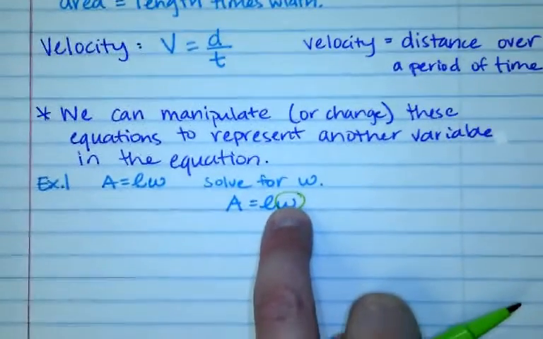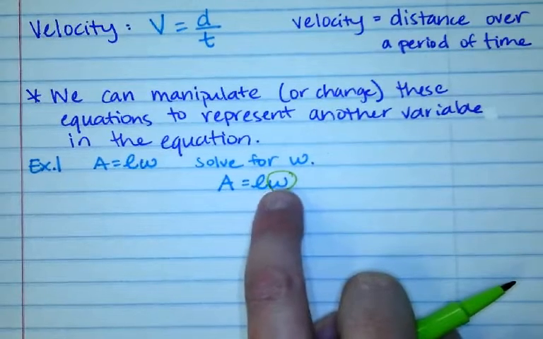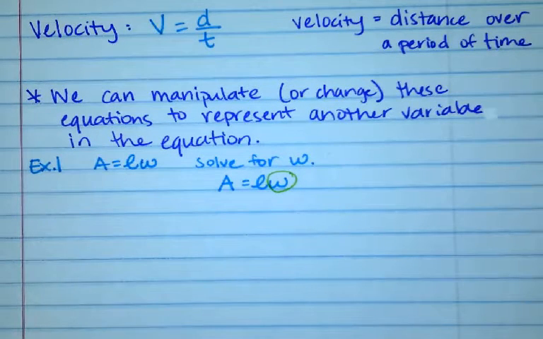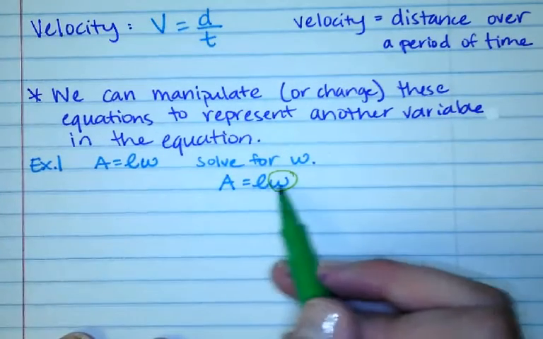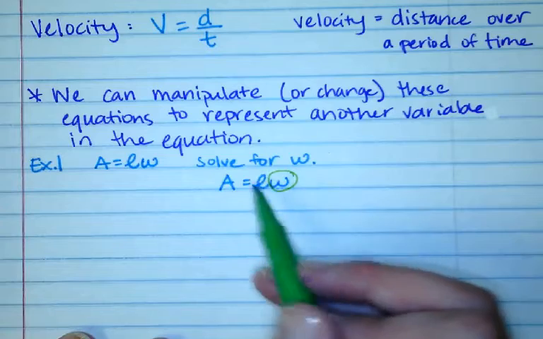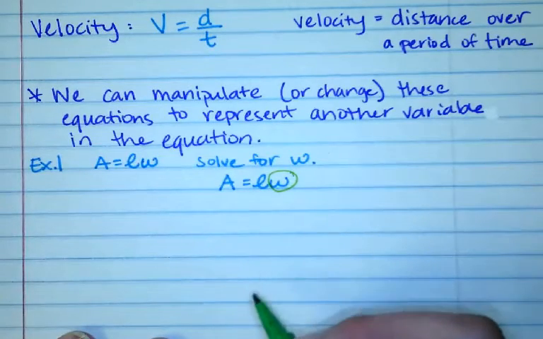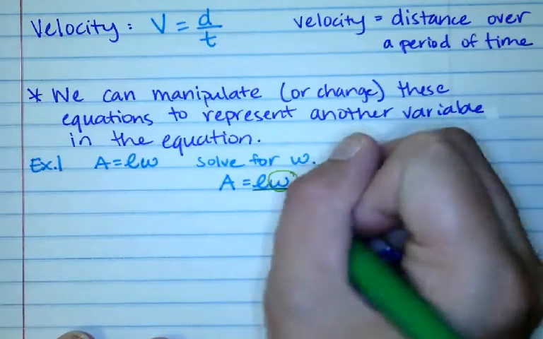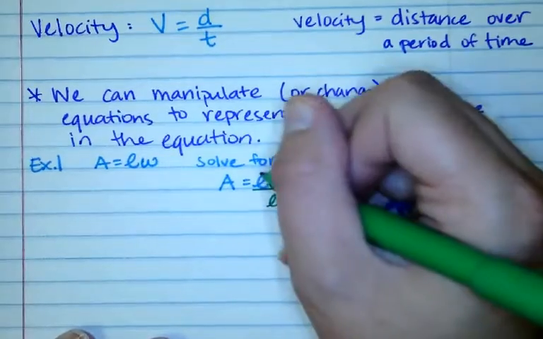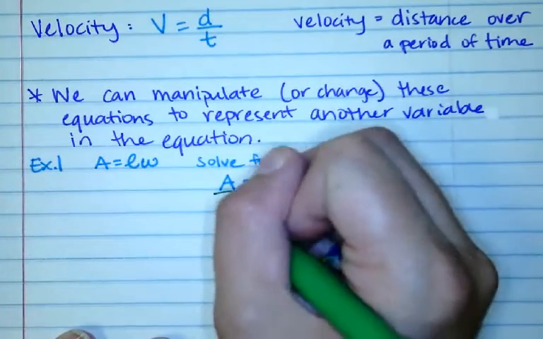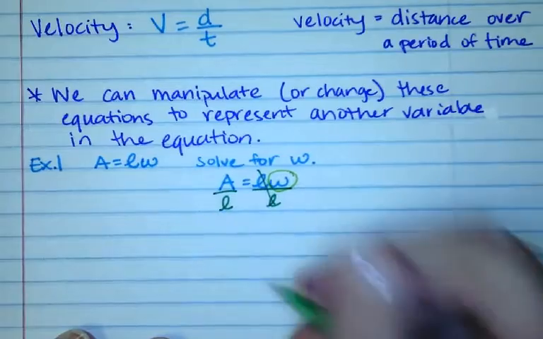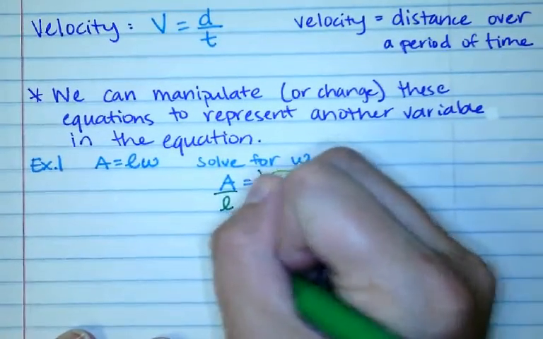In literal equations, I like to circle the variable I'm trying to find so that I don't lose track of it. This one is a little more simple, so you probably won't lose track of it, but as we get to more complicated formulas, it gets more complicated. So if I want to get the W by itself, how do I cancel out this L? Divide. Exactly right. If I divide this side by my L, that's going to cancel. Whatever you do to one side, you have to do to the other. So now my area over my length is equal to my W.